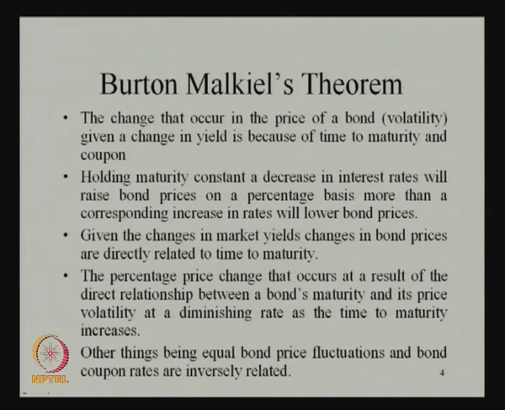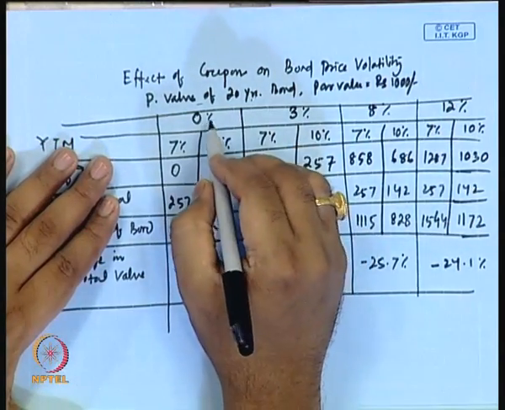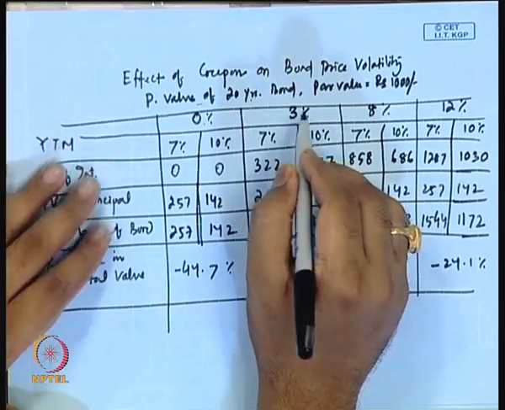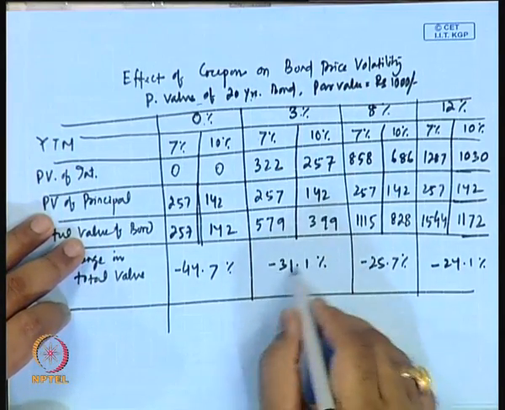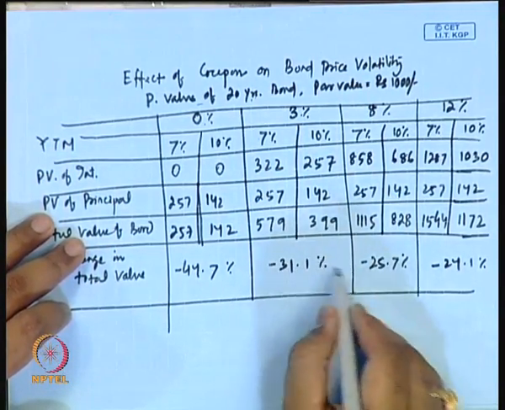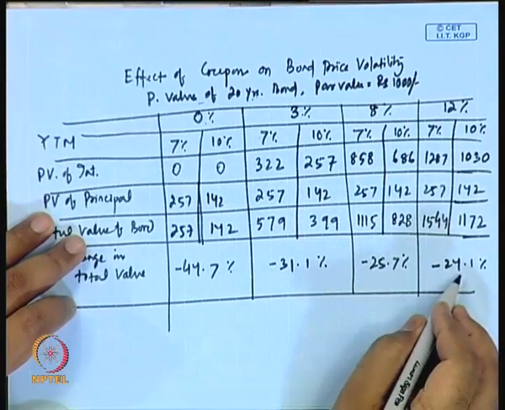What it means is that, holding maturity constant, a decrease in interest rates will raise bond prices on a percentage basis more than a corresponding increase in rates will lower bond prices. And another thing: other things being equal, bond price fluctuation and bond coupon rates are inversely related. If you keep all these things constant, when your coupon changes, your bond price volatility fluctuations also change.